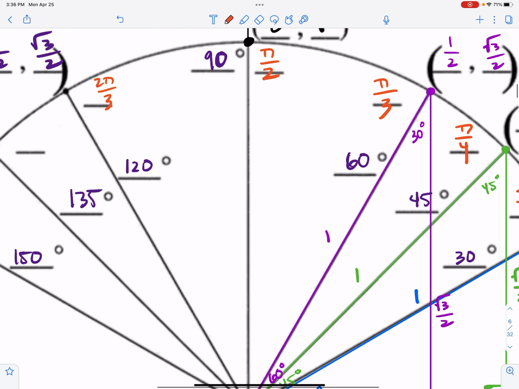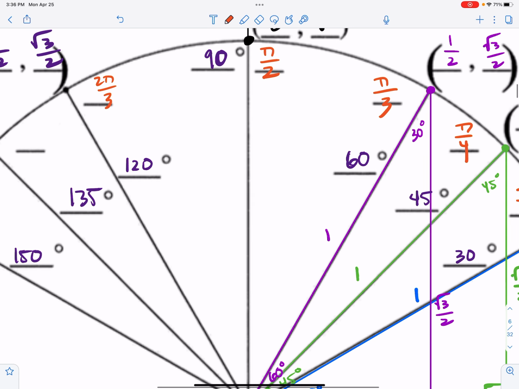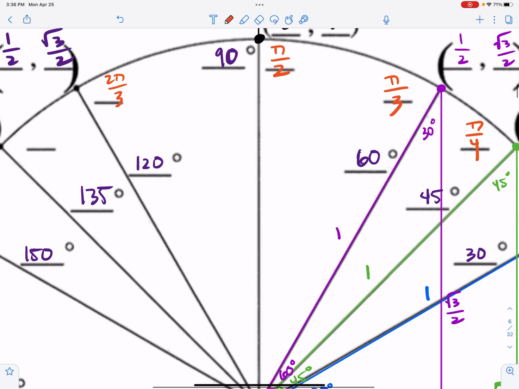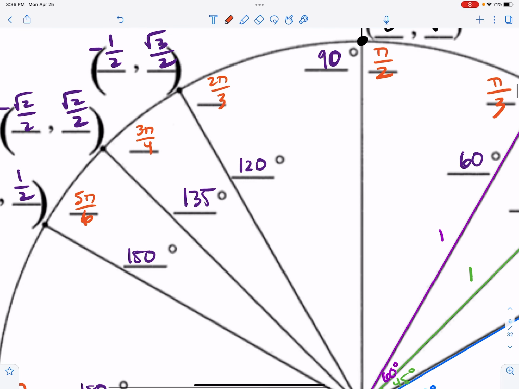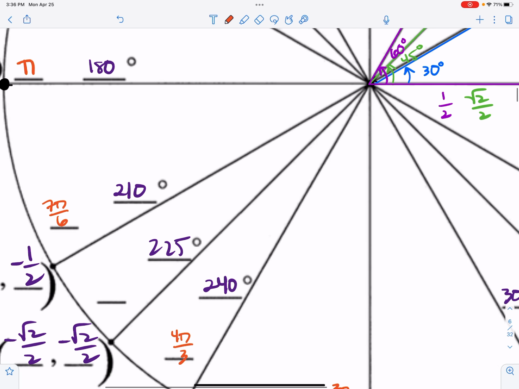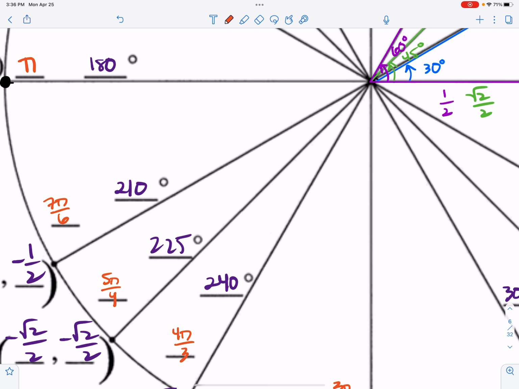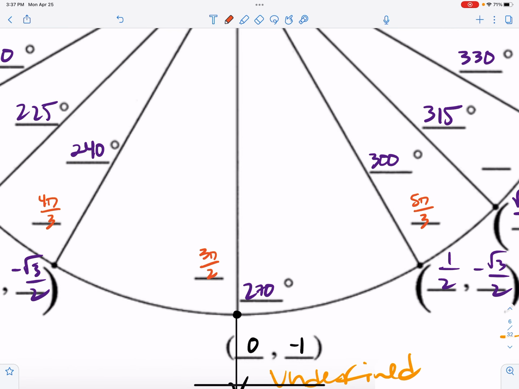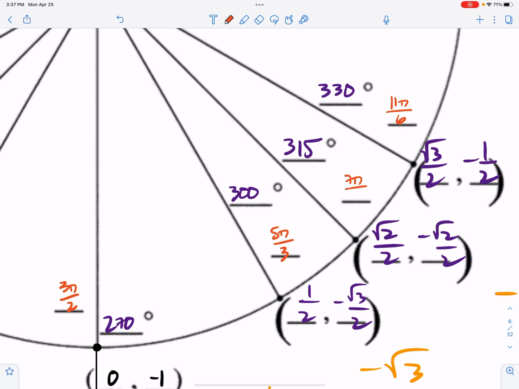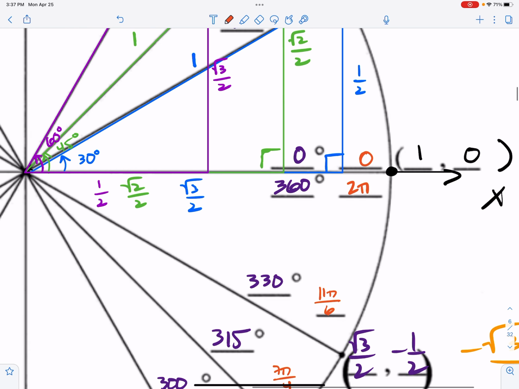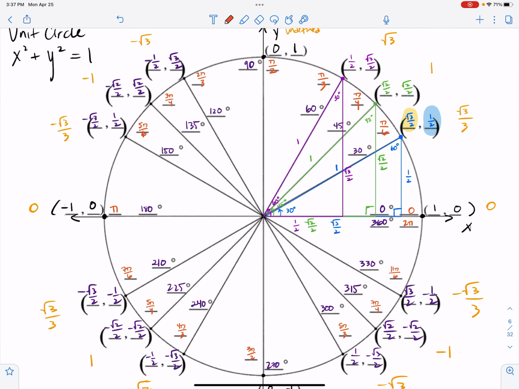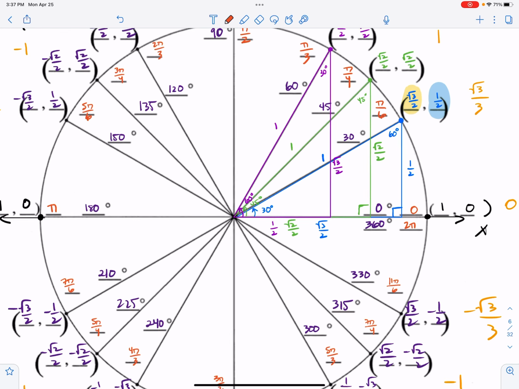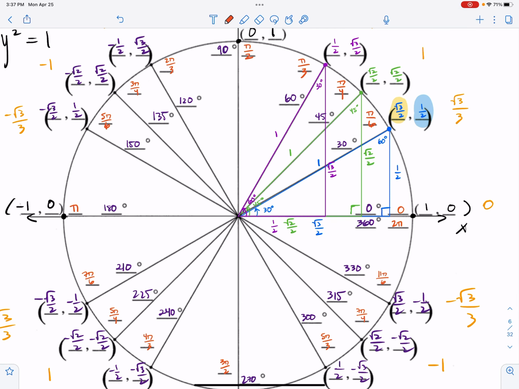So looking at pi over 4s and thinking about adding pi over 4 as we go around, pi over 4 plus pi over 4 would be 2 pi over 4, which is pi over 2, 3 pi over 4, 4 pi over 4, 5 pi over 4, 6 pi over 4, 7 pi over 4, and 8 pi over 4 is 2 pi. So those are our angles on the unit circle in radians, and you should know those as well. I think those are actually easier to visualize.